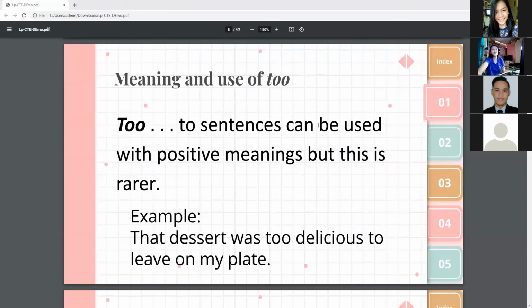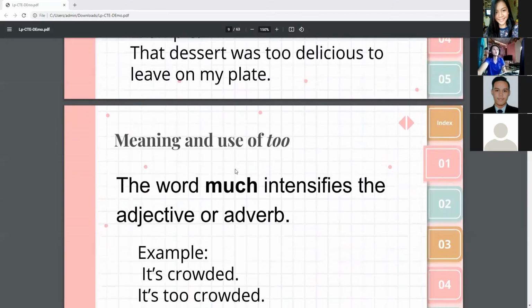Another meaning and use of "too". "Too" sentences can be used with positive meanings, but this is rarer. It is rare, so it is not usually used. In the first meaning, we use "too" to indicate negative meaning. Here, we use "too" with positive meanings, but it is rare. For example, that dessert was too delicious to leave on my plate. The example means that the dessert is delicious. That's why he wasn't able to just leave the dessert on the plate, but ate it. So the meaning is positive. Do you guys get it? Yes, ma'am.